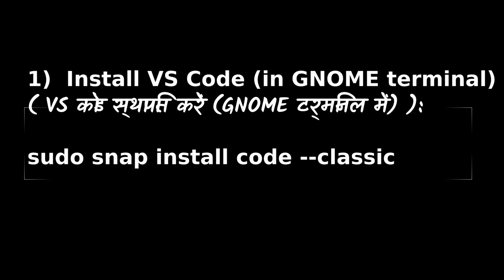First, let's install Visual Studio Code on Ubuntu. Open your GNOME terminal. Type sudo snap install code --classic and press enter. This will download and install VS Code with the necessary permissions. Once it's done, we're ready to set up C++.